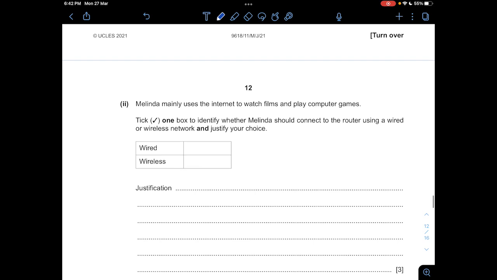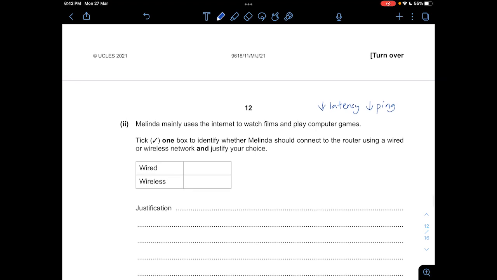Melinda mainly uses the internet to watch films and play computer games. So most gamers out there will know that a wired internet connection is very important because this can reduce the latency, or people will say ping, right? So let's say you want to get the lowest milliseconds. Most people who are playing games or binge watching films will prefer to use a wired network, if you are using a PC. Most people who play games will normally use PCs. So you have two choices. One is you can use wired or you can use wireless. But for me personally, or based on the answer scheme, it's much better off when you say wired, because there are more reasons for it.